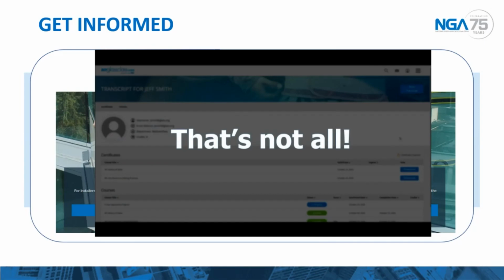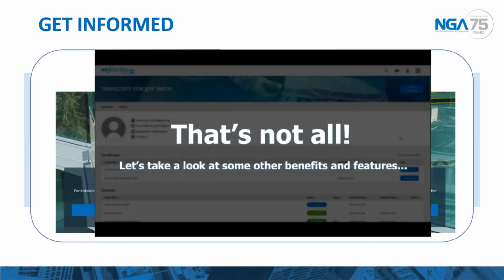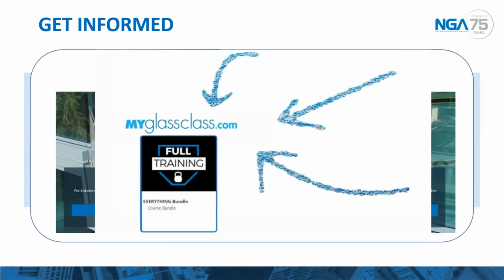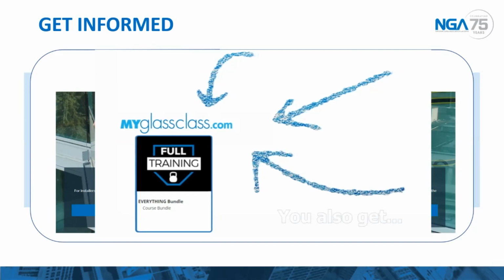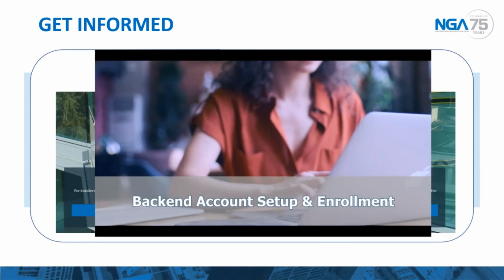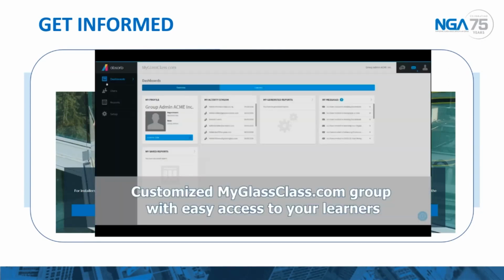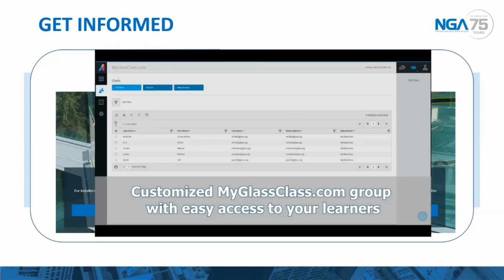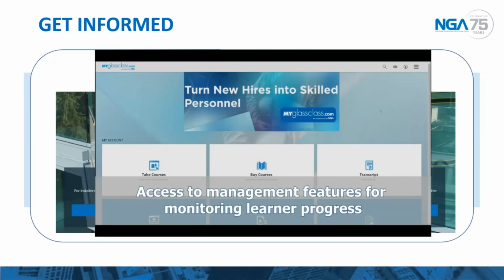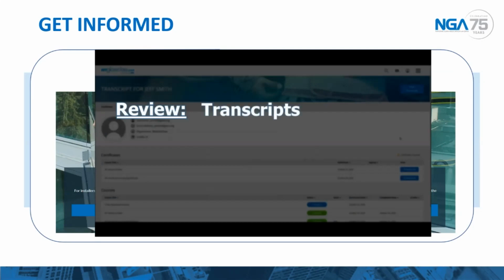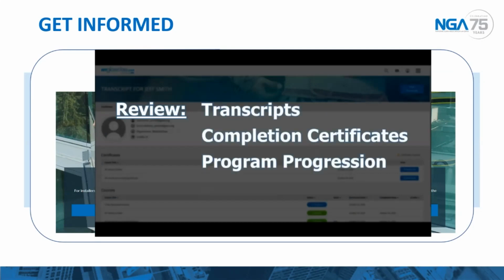But that's not all. Let's take a look at some of the other benefits and features of incorporating MyGlassClass.com's online training into your program. By choosing MyGlassClass.com's online training, you can also get convenient invoicing that can be paid online, back-end account setup and enrollment for all learners, customized MyGlassClass.com group creation for your organization that includes easy access to all your registered learners, and access to online management features for monitoring learner progress, including the ability to review transcripts, completion certificates, program progression, and even the time spent on each course.